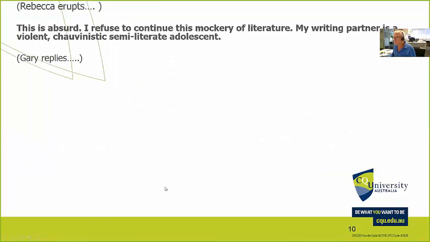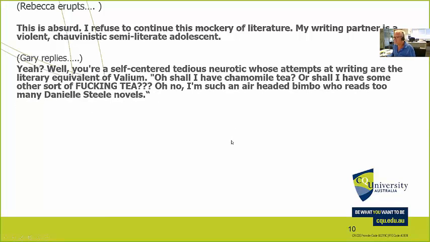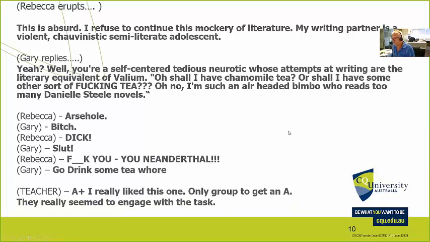Rebecca erupts at this stage, and you can see her response. "This is absurd. I refuse to continue this mockery of literature. My writing partner is a violent, chauvinistic, semi-literate adolescent." Gary replies, "Yeah, well, you're a self-centered, tedious neurotic whose attempts at writing are the literary equivalent of Valium. Oh, shall I have chamomile tea, or shall I have some other sort of tea? Oh no, I'm such an airhead bimbo who reads too many Danielle Steel novels." Rebecca replies, and you can see it goes back and forth.